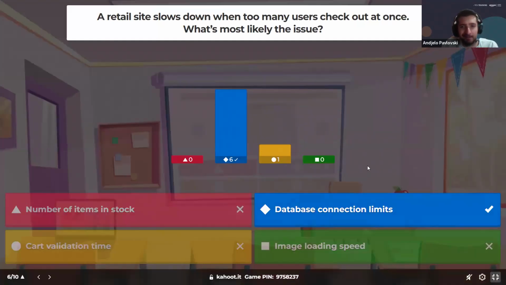I see most of you said database connection limits, and that is correct. So it's again to do with the data. So a lot of people are checking out with their items that they've chosen. So it's obviously something related to the database.